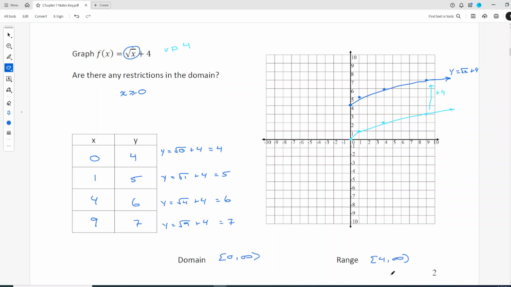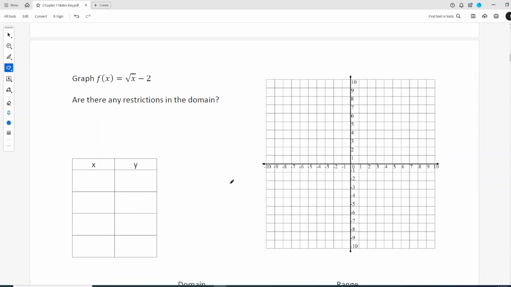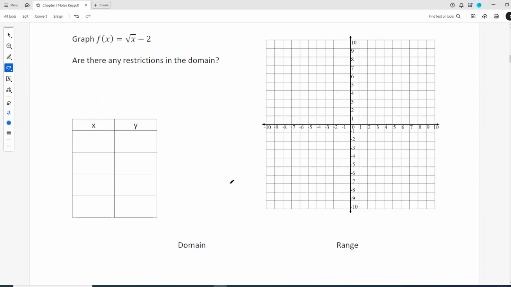Okay, let's look at another one. If we look at this one, we've got y is equal to the square root of x minus 2. If the last graph, when we added 4, made my graph go up 4, what do we predict is going to happen in this graph? Are you hopefully thinking that it's going to be that same graph but moved down 2? If you don't want to worry about that, you don't have to.